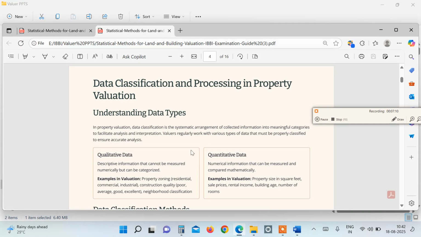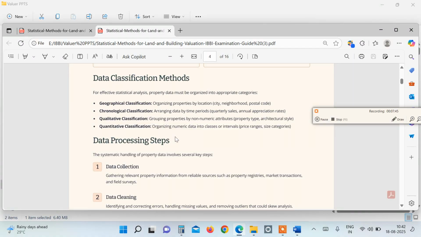The second one is quantitative data. That is data which is expressed numerically, and that numerical information can be compared mathematically. So numerical information that can be measured and compared mathematically is called quantitative data. For example, property size in square feet, sale price, rental income, building age, or number of rooms in a building.